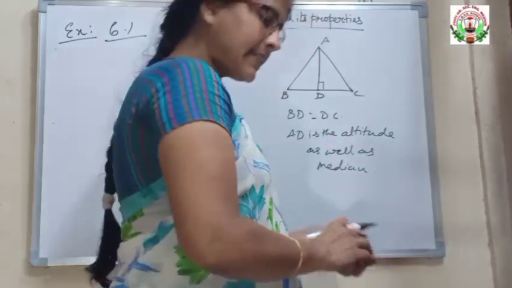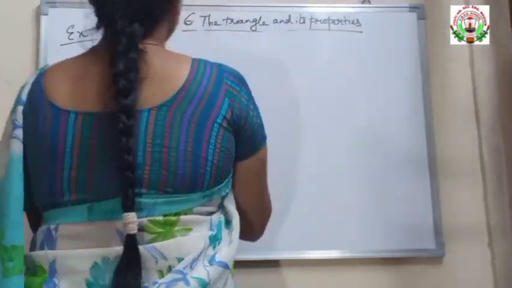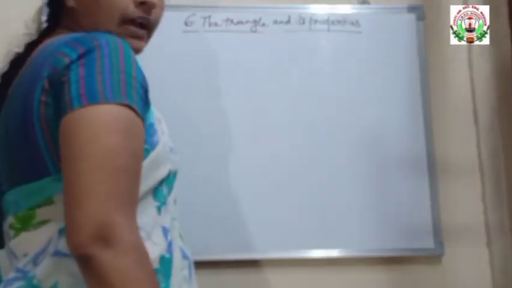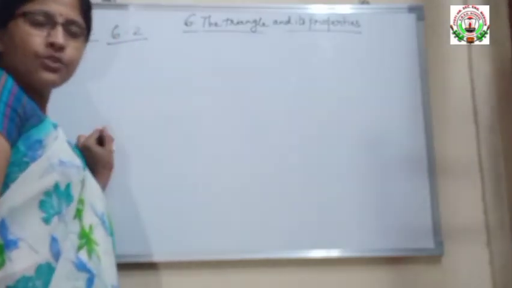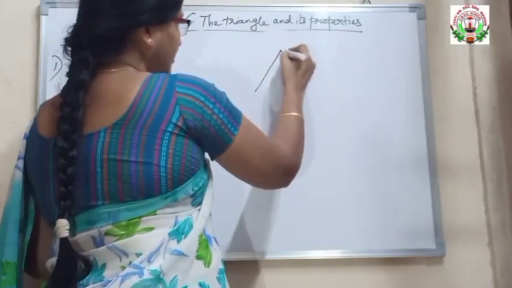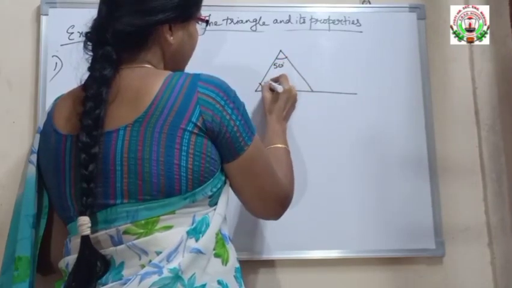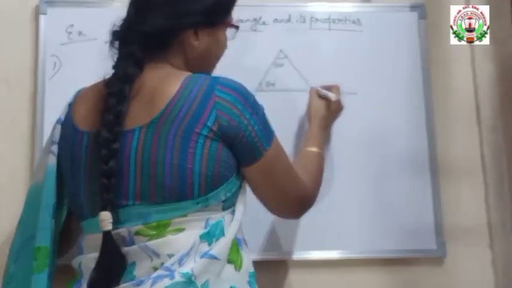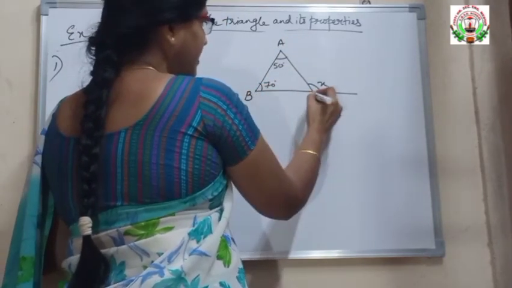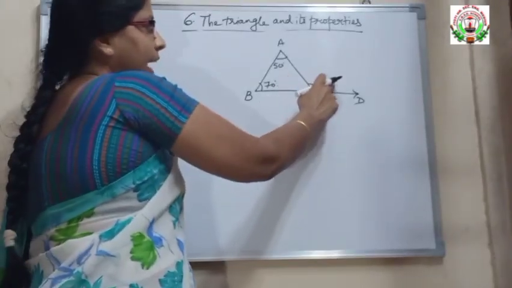So now exercise 6.2. See your exercise 6.2. In this, exterior angle property will be used to find the angles. See, first one they have given a figure like this, here 50 degrees, here 70 degrees, and here they are asking you to find x. I am naming the figure A, B, C and this as D. They are asking you to find the angle x.